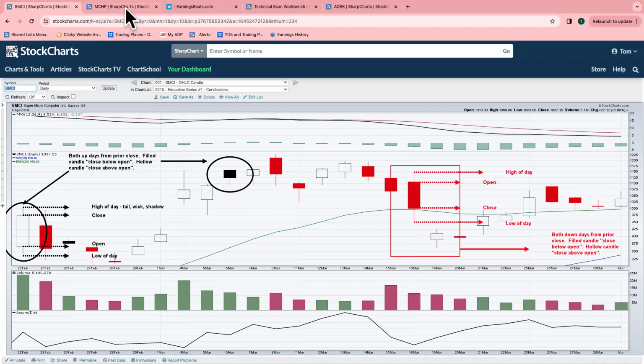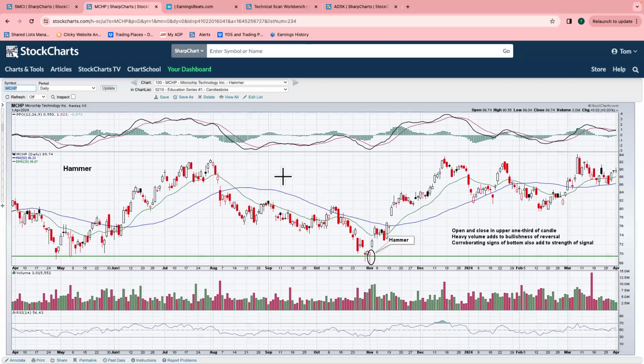So let's move on to the first bullish reversing candlestick, and that's the hammer. It's probably my favorite. The reason it's my favorite is a lot of times with the hammer, you'll see the tail, which is the low down here, go down below prior lows.